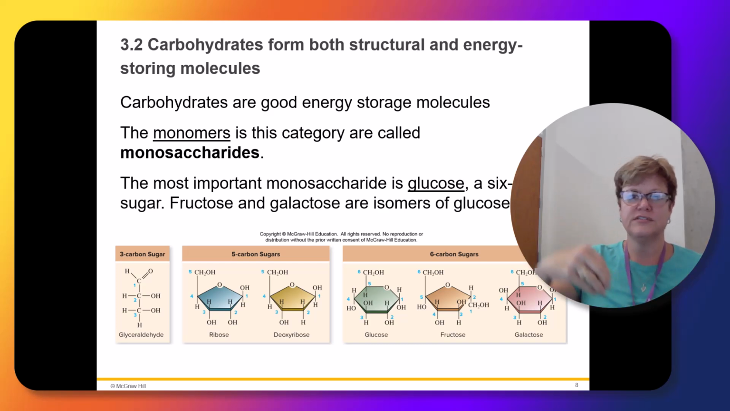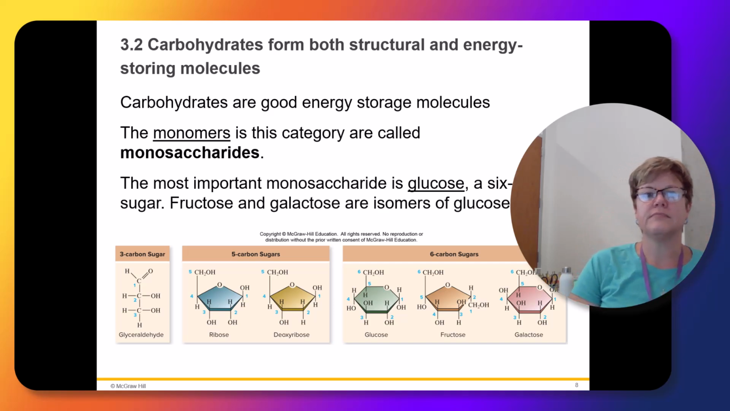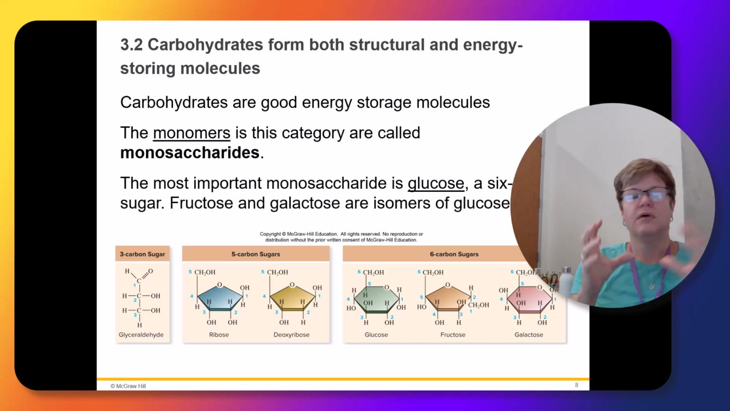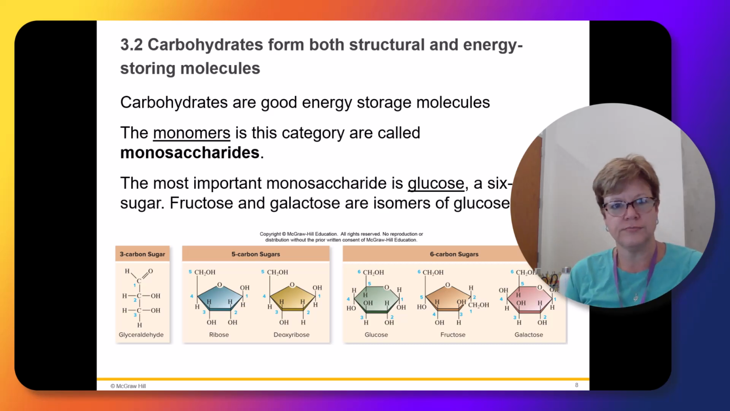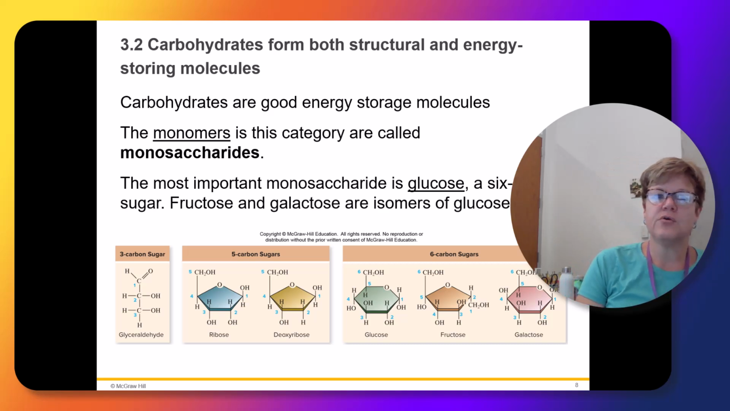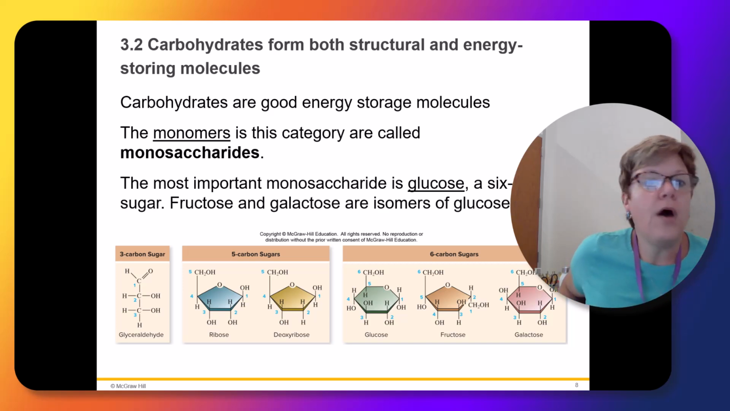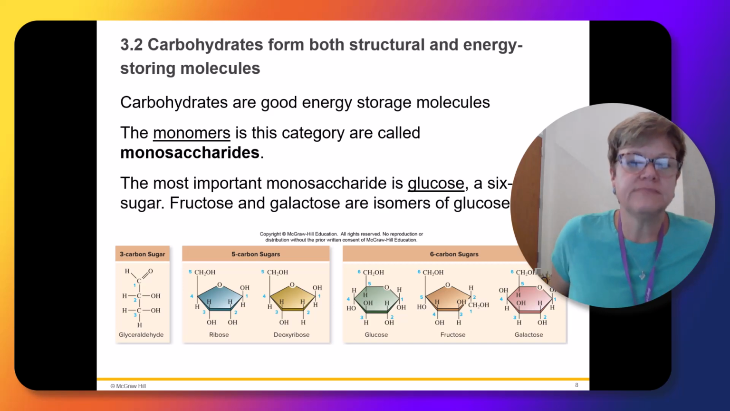So creating parts of the cell, like the cell wall that holds plant cells nice and firm. Bacteria have a cell wall. So carbohydrates are not only good for energy, but they're also good for structure. The monomers in this category are called the monosaccharides. And by the way, the polymers are called polysaccharides.